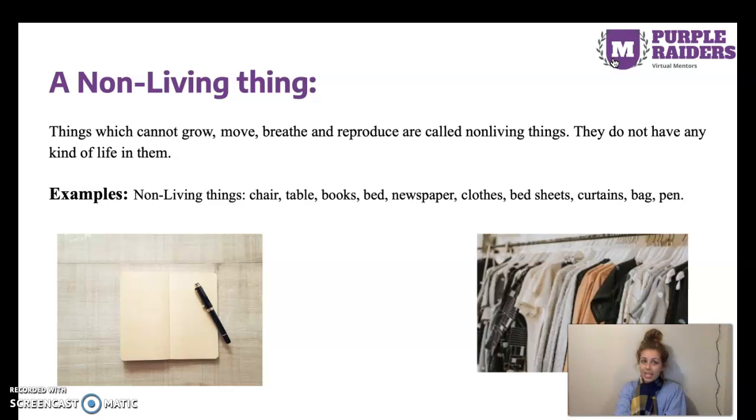So what's a non-living thing? A non-living thing is the opposite of a living thing. Things which cannot grow, move, breathe, and reproduce are called non-living things. They do not have any life to them. Examples of non-living things include chairs, tables, books, beds, newspapers, clothes, bed sheets, curtains, bags, pens, and many more.